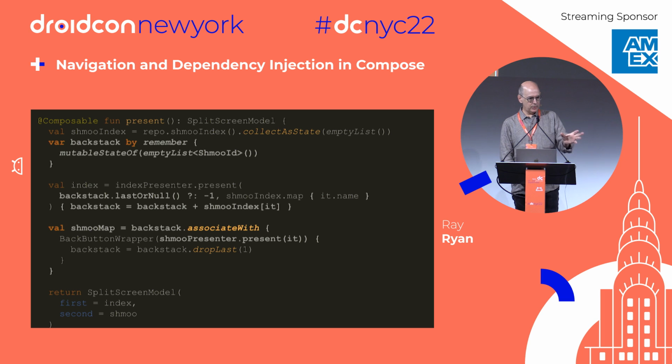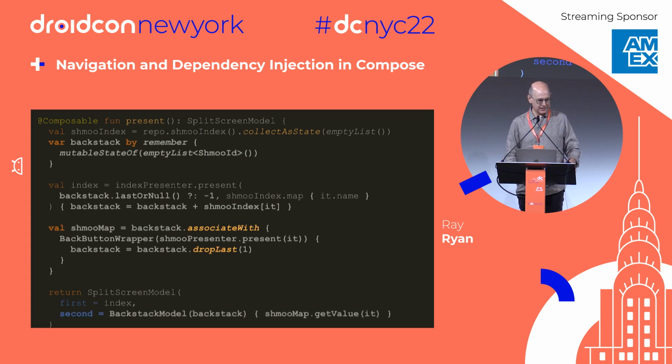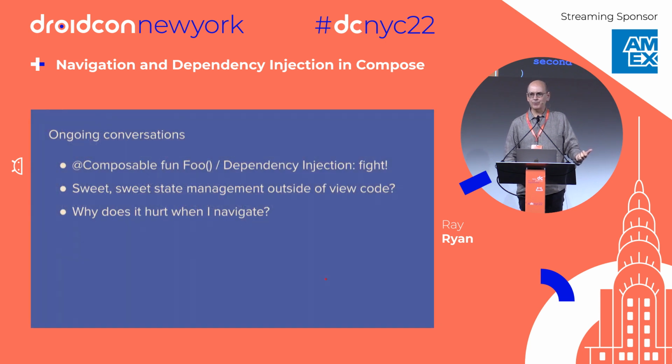On the right side, where we were just rendering a single Shmoo, we're now going to use associate with to create a map of Shmoo IDs to the rendered Shmoos. And we're going to use that back button wrapper so that when the back button is pressed, we can do our pop command, which is just drop last. It's not rocket science. And then finally, in our split screen model, when we generate this whole thing, we use our little backstack model to hold our backstack list and a function to fetch the rendered Shmoos out of the map that we created. And actually, I think this is the part that blows up if you're not lucky.